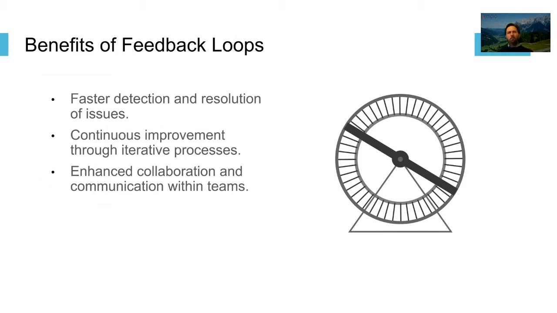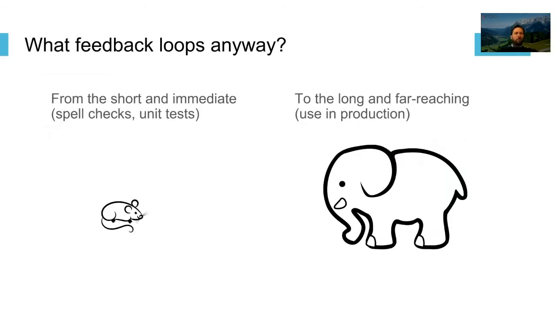And if we are talking about feedback loops, what are we talking about anyway? Shortly speaking, everything from really short feedback loops, really tight ones like unit tests, spell checks, things that are really up to an individual developer and not an entire organization or group, all the way to very long-ranged, far-reaching, maybe more slowly cycling feedback loops, like how the product is actually used in production, how it's taken up by customers, etc.